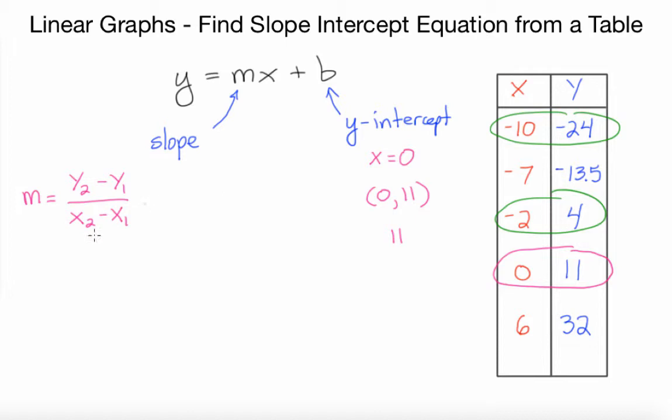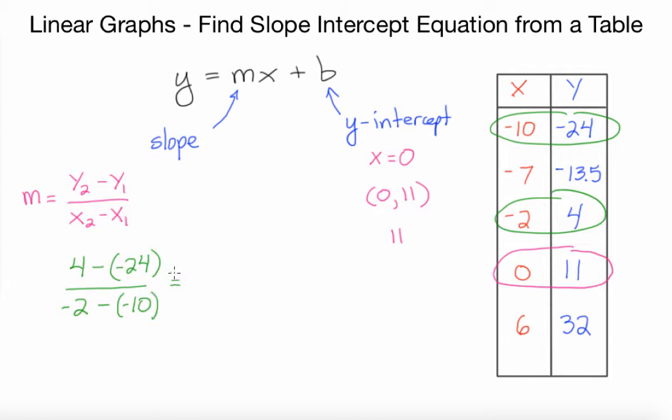So let's actually follow this pattern here. I'm going to subtract the y values, so I'm going to make 4 my y value for y2, minus negative 24, my y value for y1. So we've taken 2 points, and I'm going to subtract the y values. Now I also have to subtract the x values for those 2 points. So negative 2 is the x value that goes with 4, sorry, positive 4. And I'm going to subtract from that negative 10. So there we go. We picked 2 points from our table that we're going to use to find the slope.